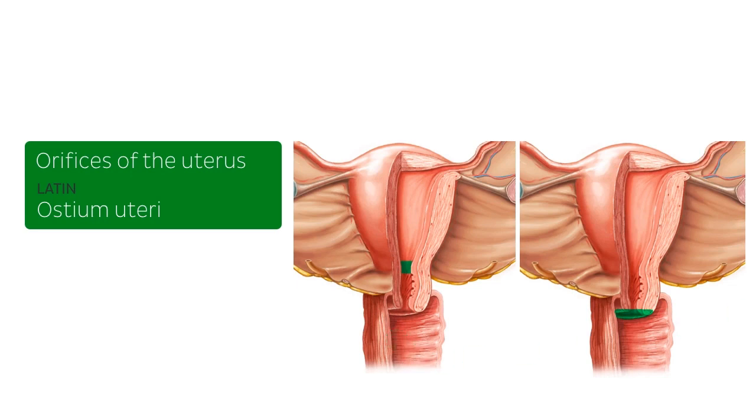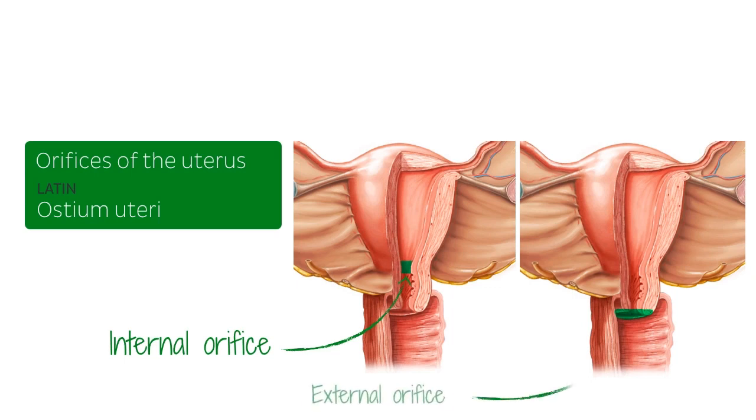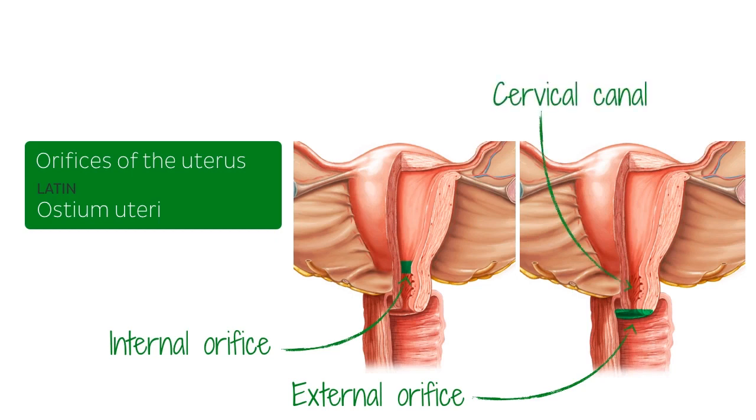And the uterus has two orifices, the internal orifice, or the internal os, and the external orifice, or the external os. And the internal orifice is significant as it is the opening of the cervix into the corpus of the uterus, while the external orifice is the opening of the cervix into the vagina. And as we mentioned before, the cervix has a cervical canal, which is around about 2.5 centimeters long, opening up into the vagina, which is down here.